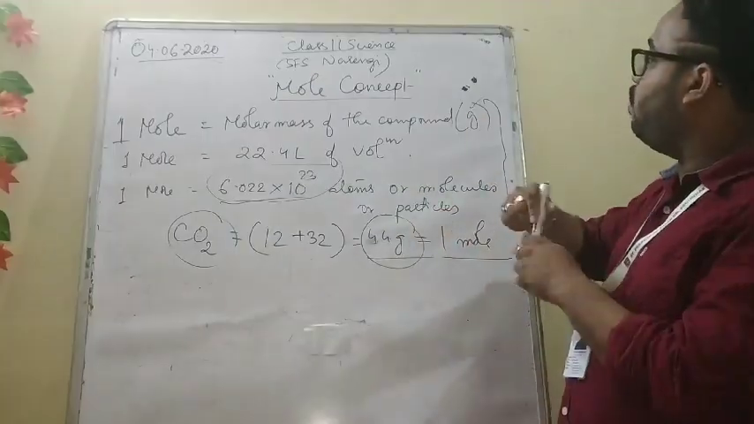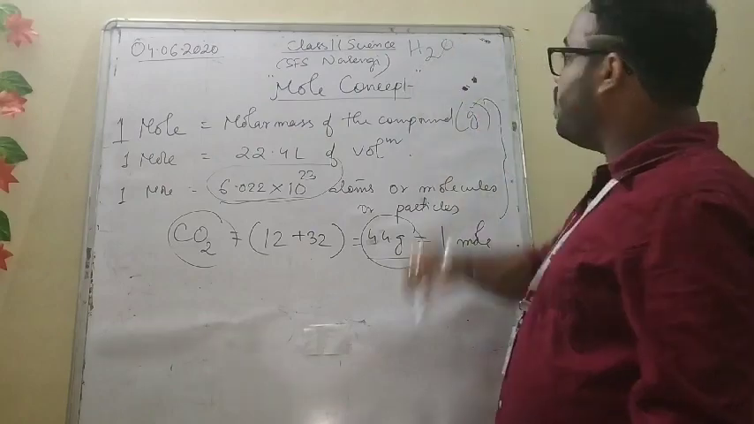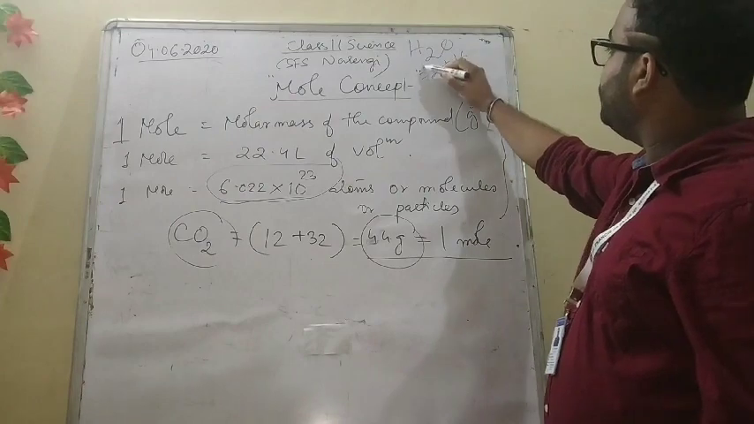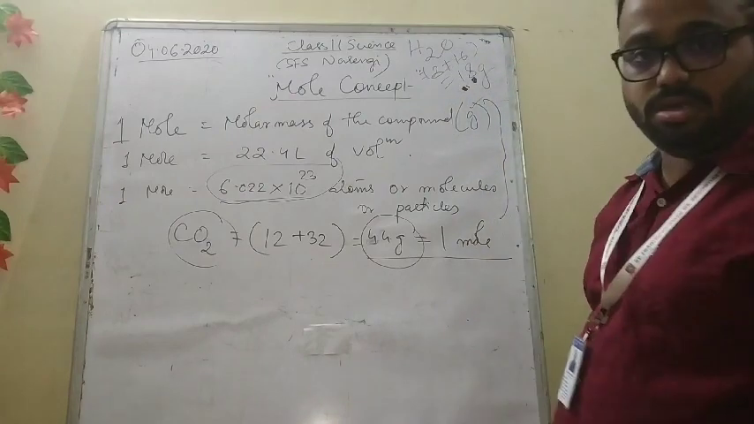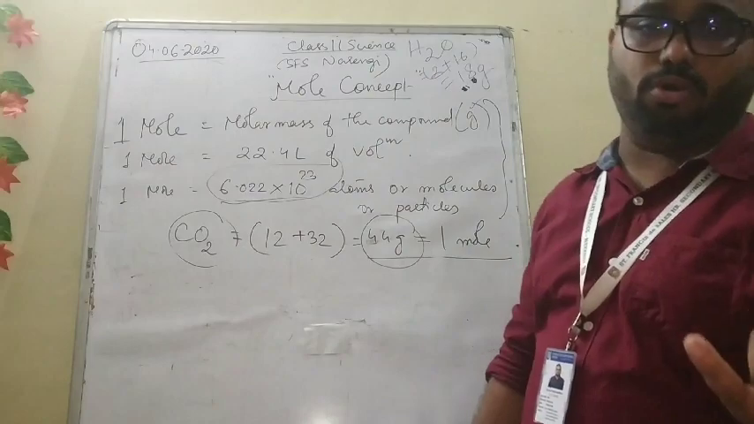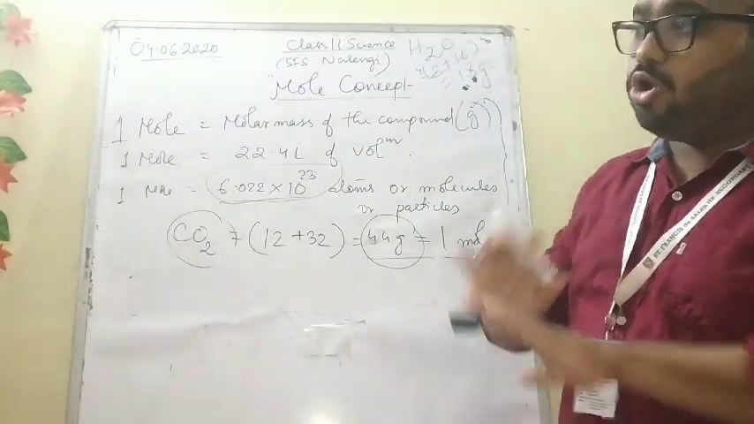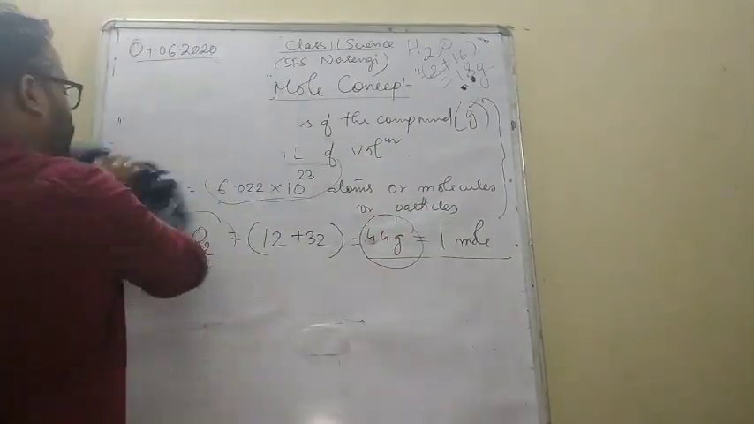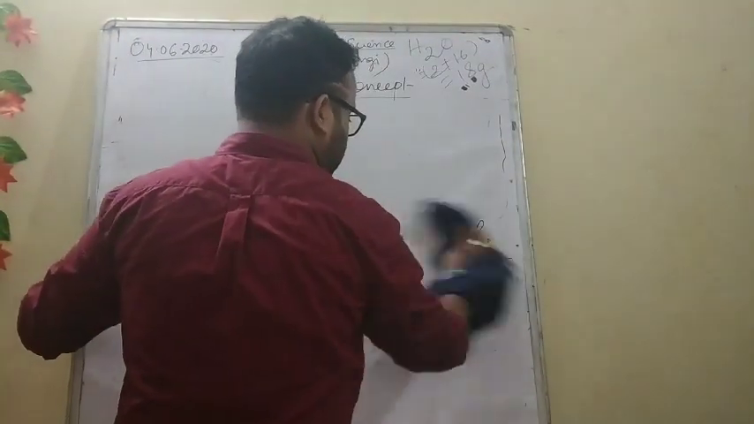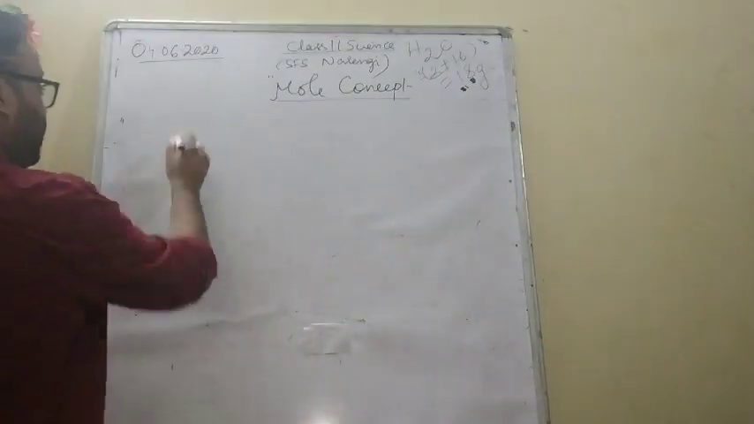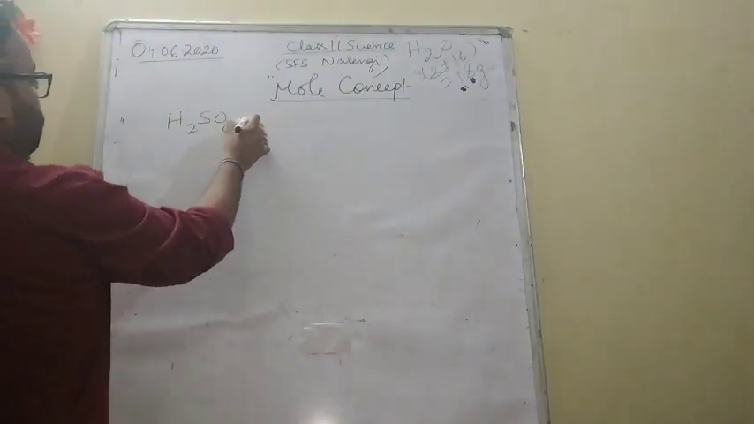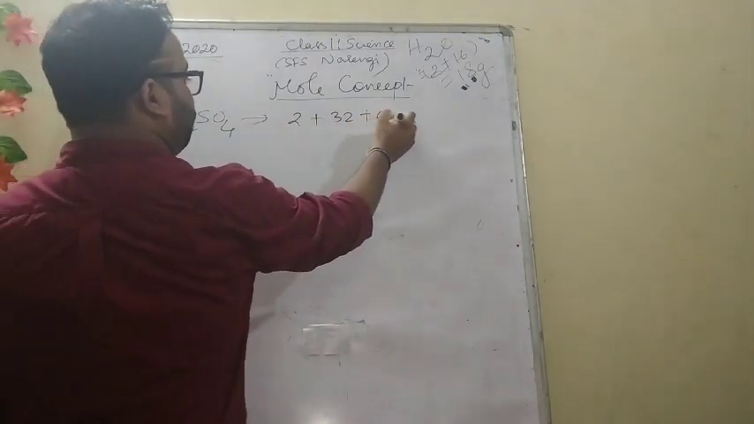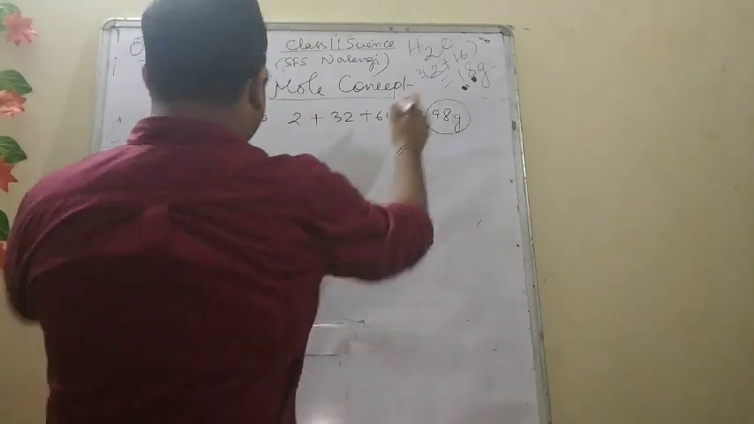Now suppose I take water. Then for water it is 2 plus 16, so that is 18 gram. So 18 gram of water means 1 mole. Did you understand? The molar mass of any compound is equal to 1 mole. Now if I take a bigger compound, suppose I take H2SO4. So it is 2 plus 32 plus 64, that is 98 gram. This is the actual mass of this compound.